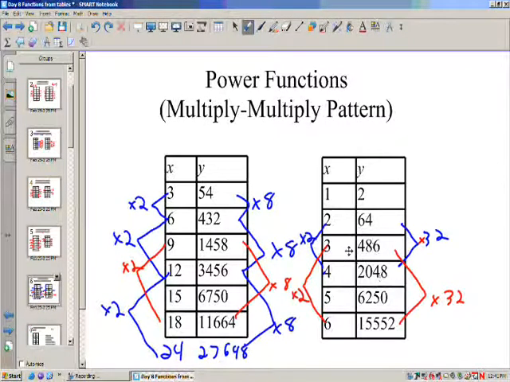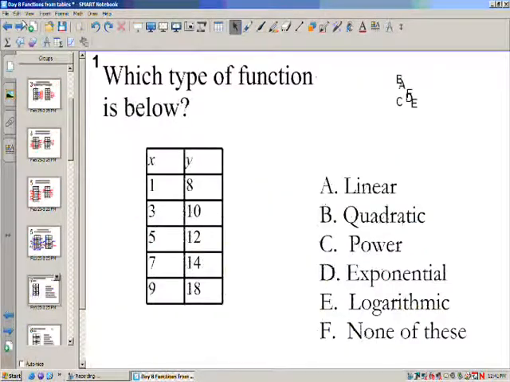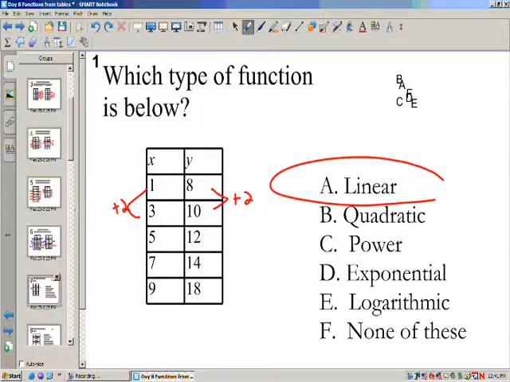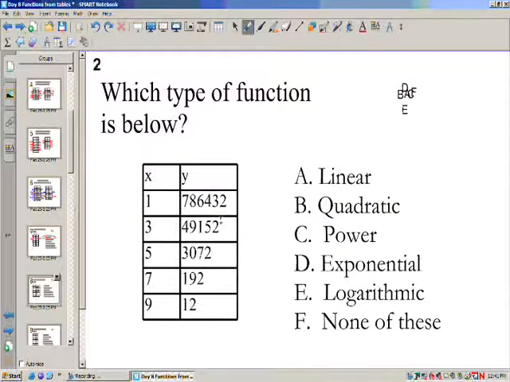So power functions get quick very, very quickly. You can see because you're multiplying both the x and the y's. And exponentials get quick fairly quickly also. So if we take a look at this, what is this? Going up 2 and up 2. So that's linear because I'm adding on both sides.